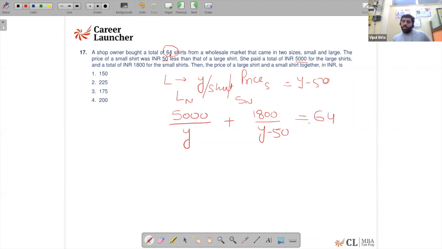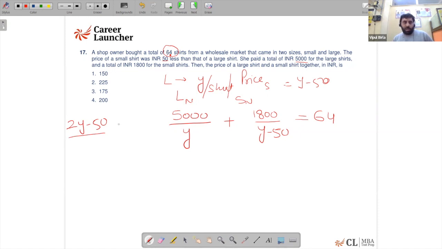This is the equation with me, and I'm supposed to identify the value of Y. Once I know the value of Y, question says then the price of the large shirt and a small shirt. So therefore, what I need to calculate is nothing but the sum of these two prices, which is 2Y minus 50 is my answer. Now, one way is nothing but I simplify and make a quadratic equation, try and solve it. Second is we can play with the option as well. What we are supposed to identify is nothing but the value of 2Y minus 50. Now, 2Y minus 50 has to be one value out of these, right?